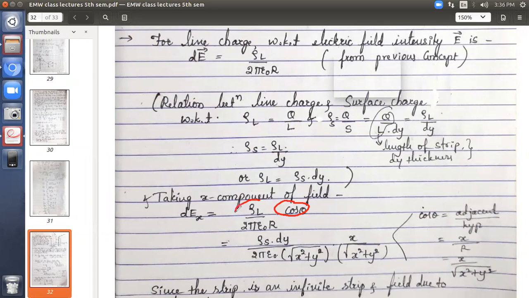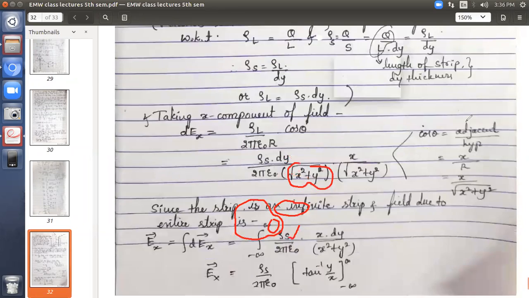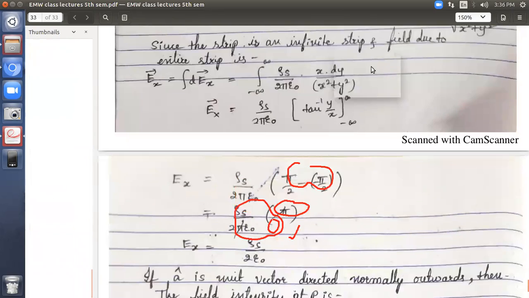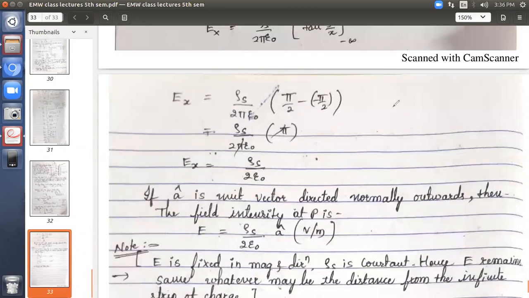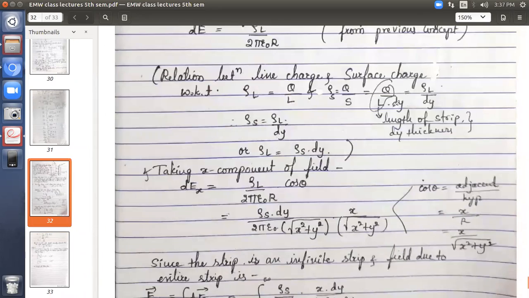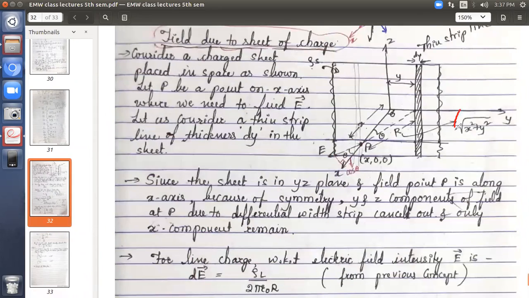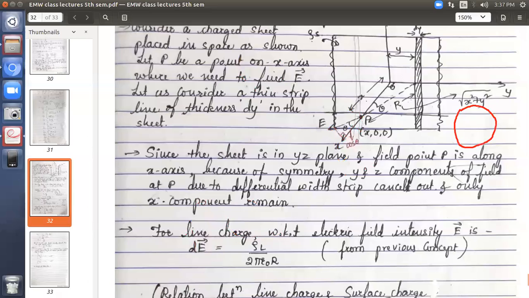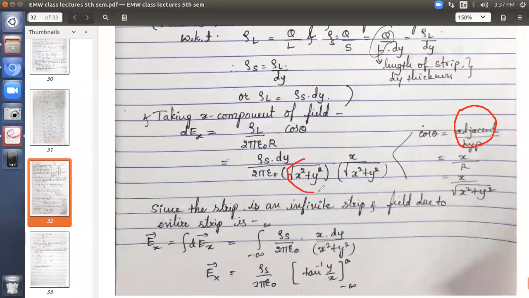Then rho L divided by 2 pi epsilon naught into R. Instead of rho L, I have substituted rho S into dy. And what is R? In the figure you can see, R is square root of x square plus y square. So I have substituted R.